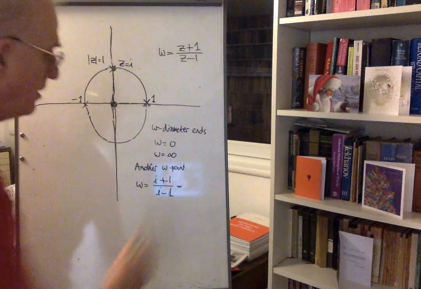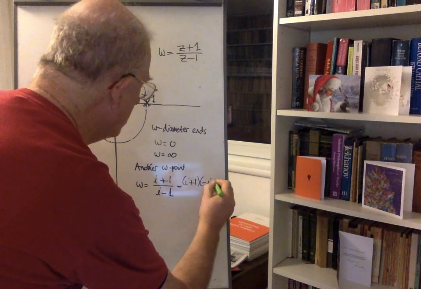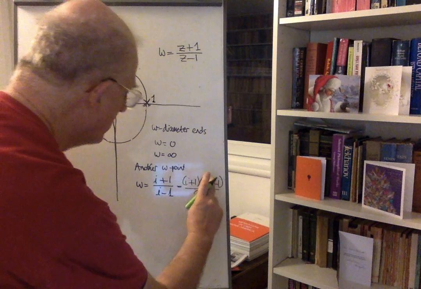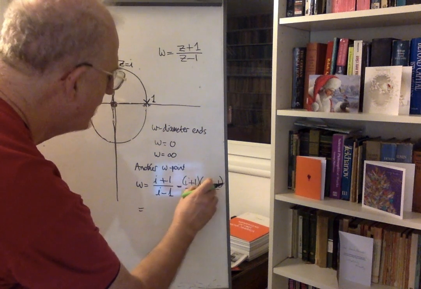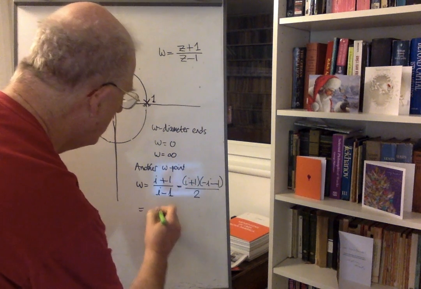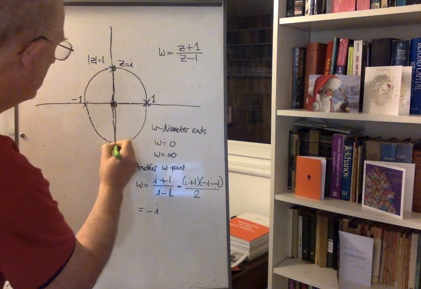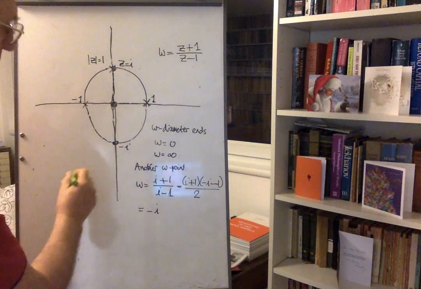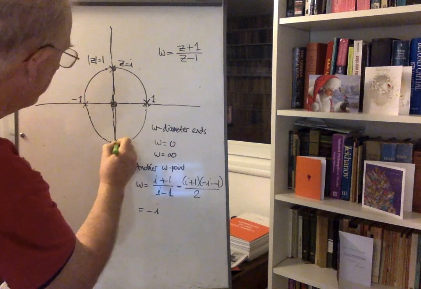And that is equal to i plus 1 times minus i plus 1 over 2. Sorry, minus i minus 1. And if you work that out, that will come to minus i. Okay, so we have another w point, which is here at minus i. So we now know where the w line is. It goes through 0 and minus i.